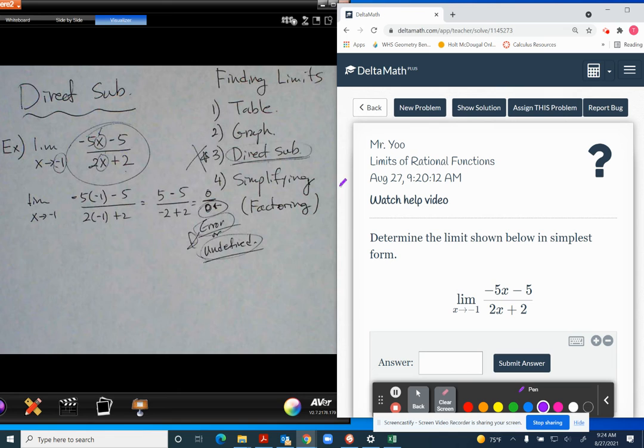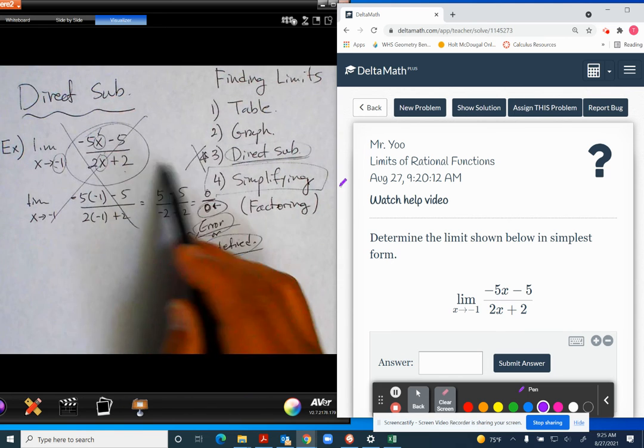I can use a table, which will take too long. I don't like to use a table. It's just time consuming. We can use graphing, but what if I don't have a graphing calculator? I don't want to use graphing either. So there should be other ways. Does that make sense? So what's the other way? It's called the simplifying method. So we don't use direct substitution, right?